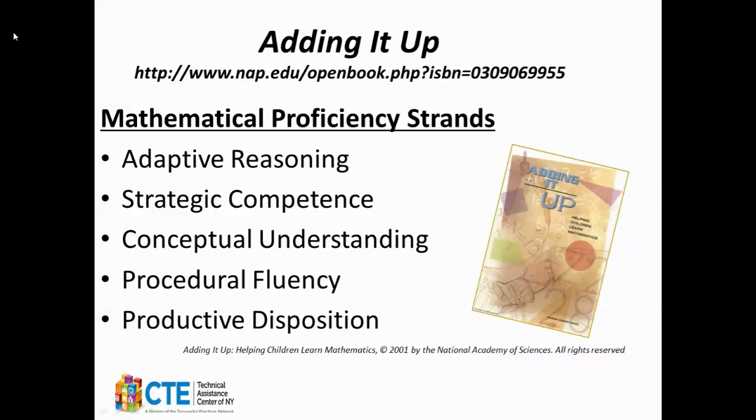Now, the second document was published by the National Research Council. This second document is from the National Academy of Sciences, and the strands of mathematical proficiency that are highlighted in that report are these here. So you can purchase a print or electronic version of that book. It's a useful resource.